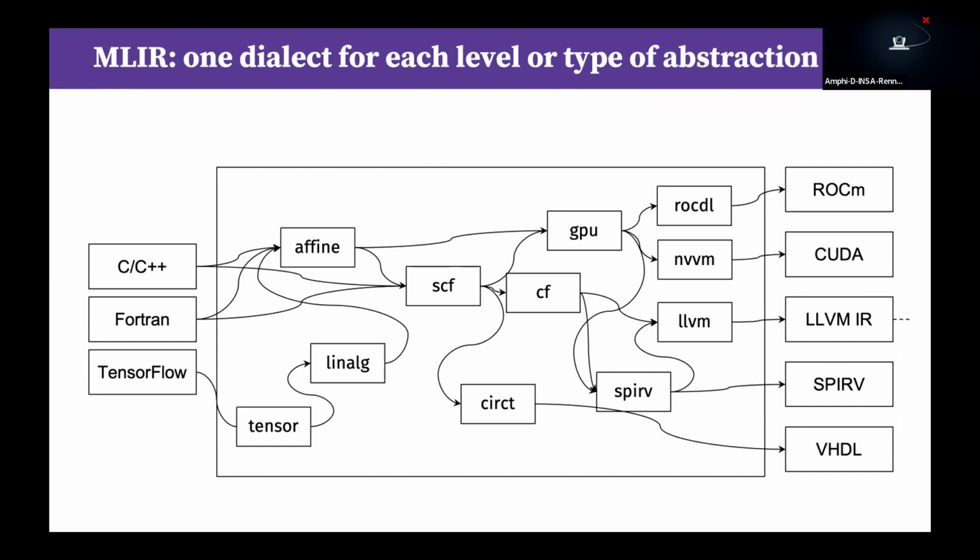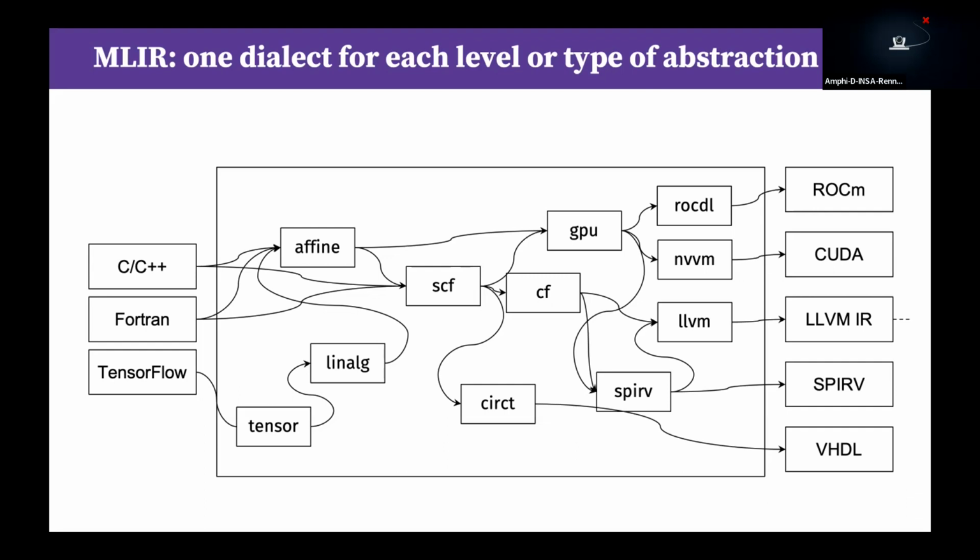For example, we can see from the C, we can go to structured control flow or an affine representation, and then we are going to specialize to go through LLVM to the classic processor, but we could also go to GPUs here with CUDA or ROCm for AMD, but we can also do HLS, go to VHDL with CIRCT, etc., etc.